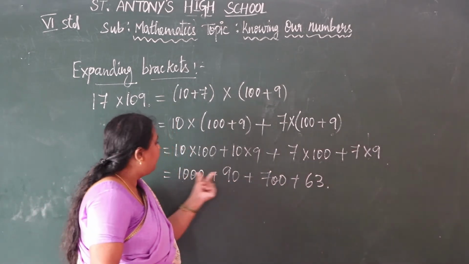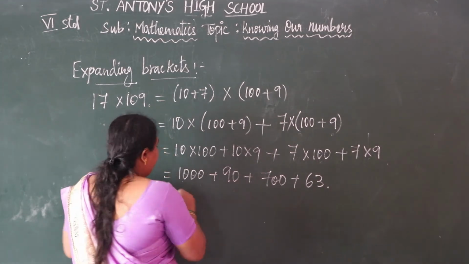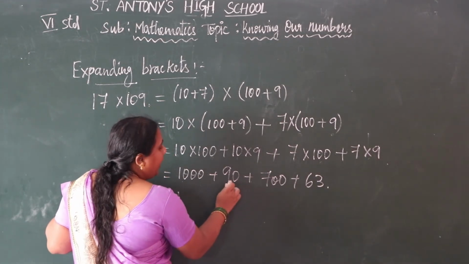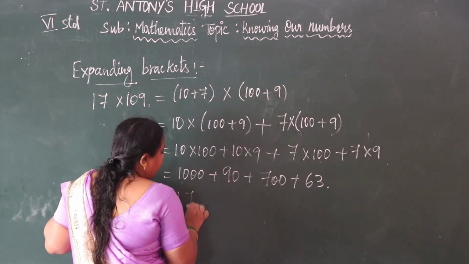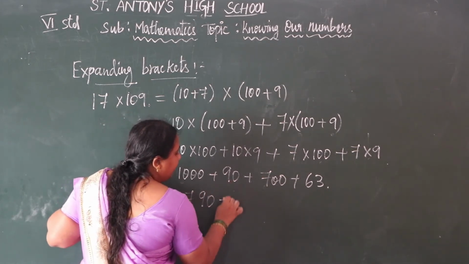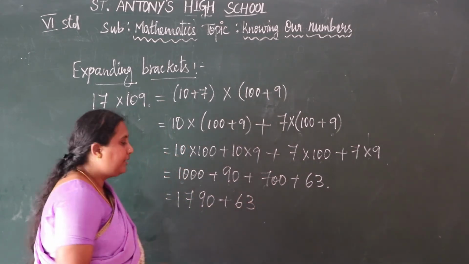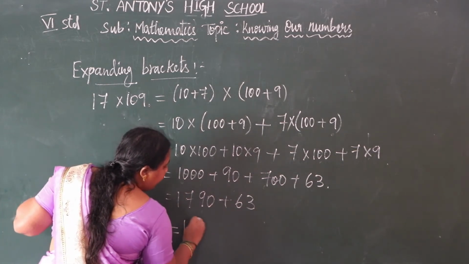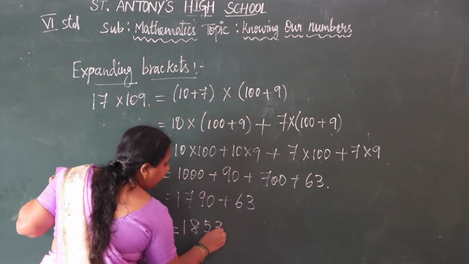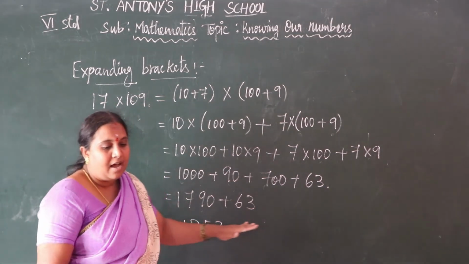Okay, see here, 1000 plus 700. 4 digit plus 3 digit. 1000 plus 700, 1700. And 90, so 1790. 1790 plus we have 63. Okay, we should add and write. See here, 1853. Okay, children, you should add this and check the answer.